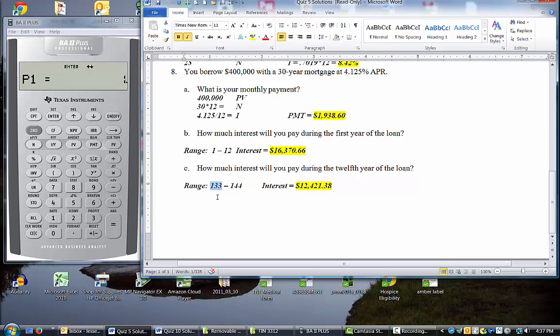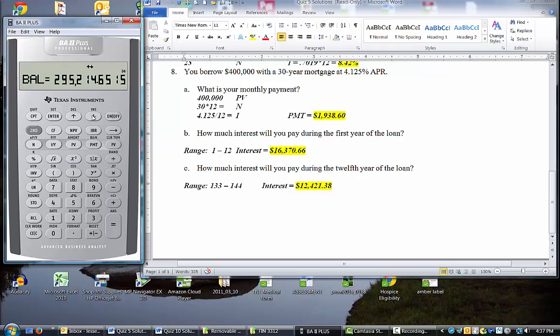So the end of the year before is year 11. 11 times 12 is 132. So the first payment of the 12th year is 133. So after you've already computed the payment, and if you didn't clear it out, you just redo the range. So payment 1 is 133. Again, enter, go down. The second is 144. Enter, and start going down.